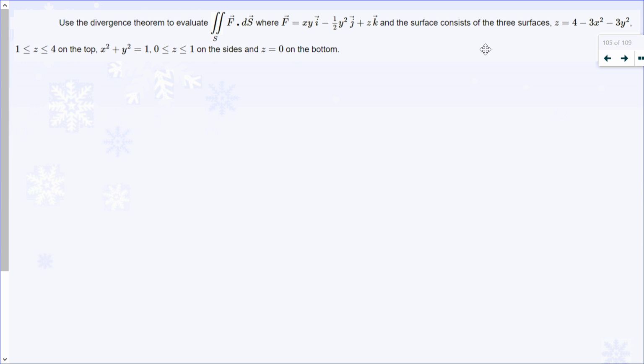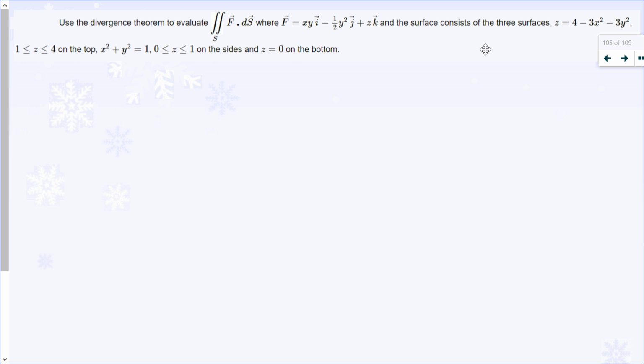So the surface consists of 3 surfaces. You can imagine without the divergence theorem, we would need to do 3 surface integrals, which would be quite laborious. So using the divergence theorem, we can replace 3 surface integrals with 1 triple integral.